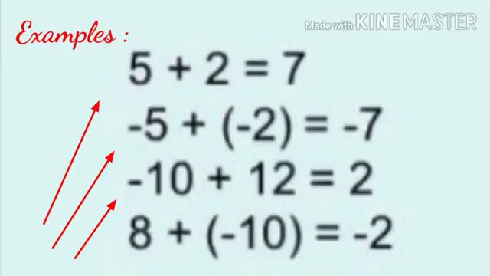For example, when we add 5 and 2 of the same sign, we get the answer 7 of the same sign. Similarly, minus 5 plus minus 2 gives minus 7. Minus 10 plus 12 gives plus 2. When we add minus 10 and plus 12, which are of different sign, we get plus 2, the sign of the larger integer. Here the larger integer is plus 12.